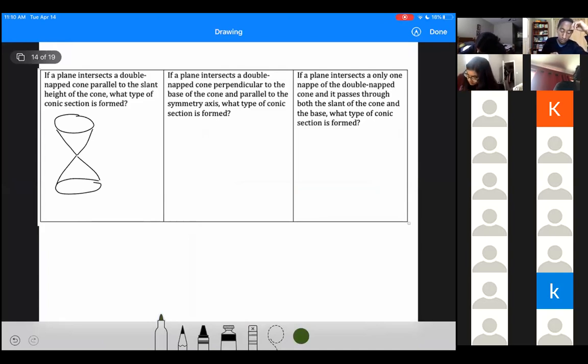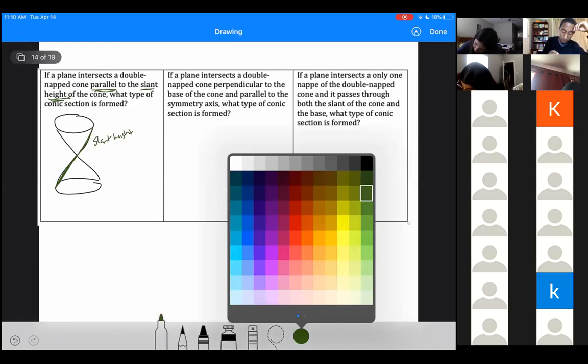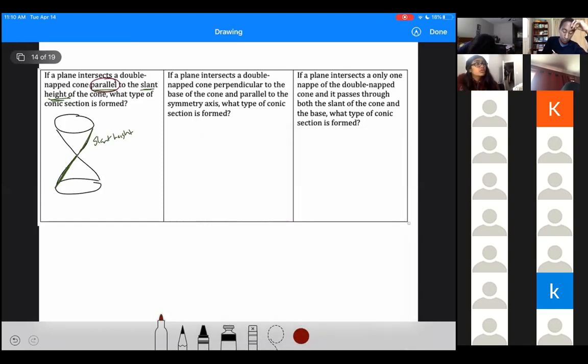And it says it is parallel, which means it never crosses the slant height. So this is the slant height. I can use either slant height, but let's just say I use this slant height. Okay, so I'm going to use that slant height. And it says it is parallel to that, meaning it doesn't cross that. So if it is parallel, then I can draw the plane on either side, but let's say I draw it over here.